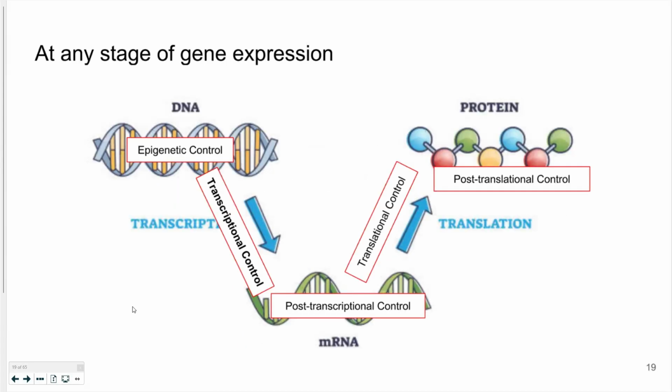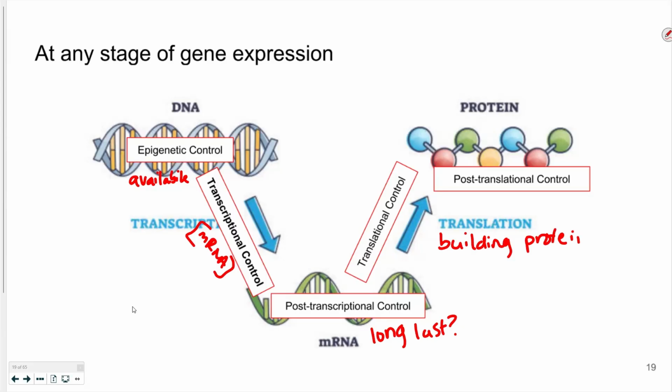Okay, so in epigenetic control, we're controlling the availability. In transcription control, we're determining how much mRNA is being produced. In post-transcriptional control, we've built our mRNA molecule. We're going to figure out how long it will last. Okay, translational control, this is as the protein is being built. And post-translational control, this is modifications that happen to the protein after it's been formed.